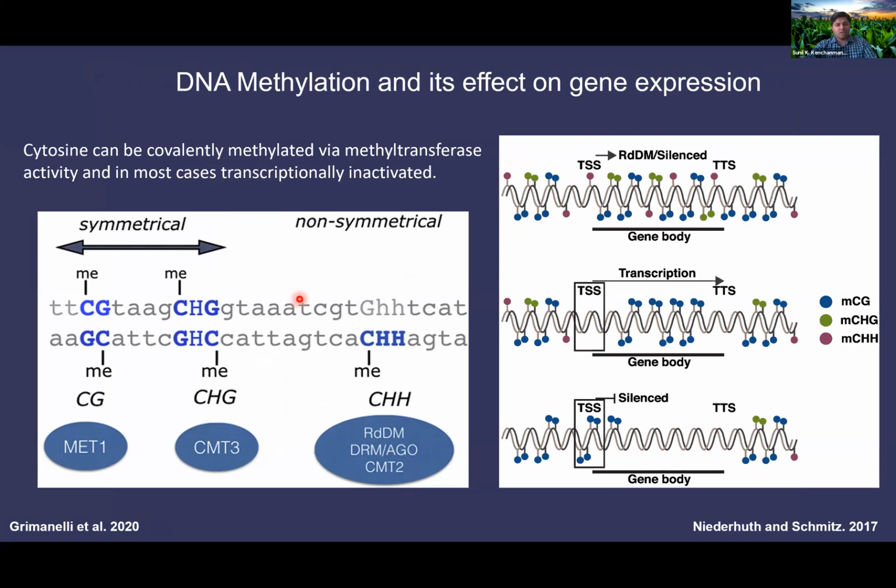In plants, we see DNA methylation in 3 different contexts: the symmetrical CG and CHG contexts, as well as the non-symmetrical CHH context. Different enzymes like MET1, CMT3, and CMT2 are responsible for methylating in these 3 different contexts. The DNA methylation context and the location of DNA methylation dictate how they affect gene expression.